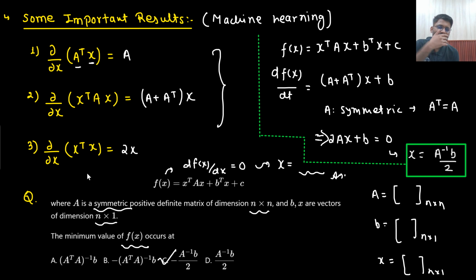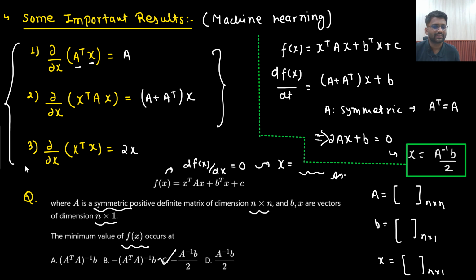So, will you be comfortable with that? A transpose into X: you can treat A transpose as a constant, take it outside, and the result will be A. X transpose into A into X: if A equals A transpose, then it comes out to be 2AX. It is like A into X square, so this way you can remember. And here as well, it is like X square, forget about the transpose, so the answer is 2X. Here also you can treat it like A times X square, so the answer would be 2AX. In place of 2A, you are putting A plus A transpose. So only 3 results you need to remember. Only 3 results.